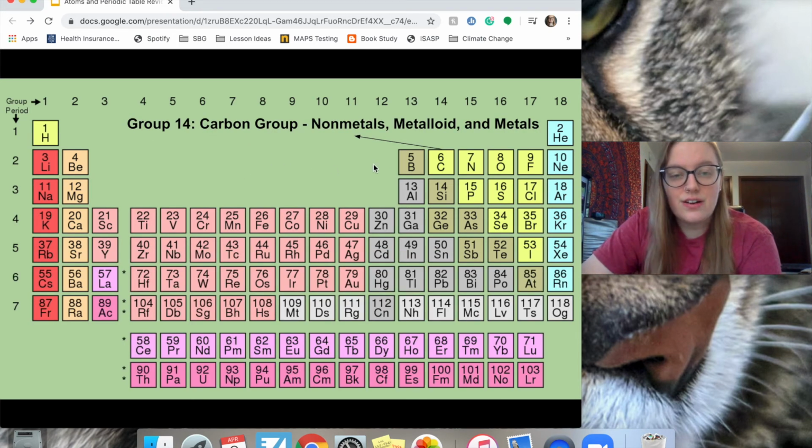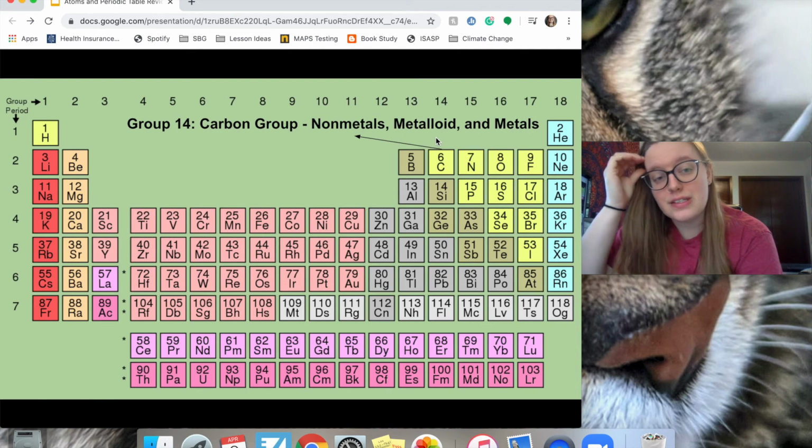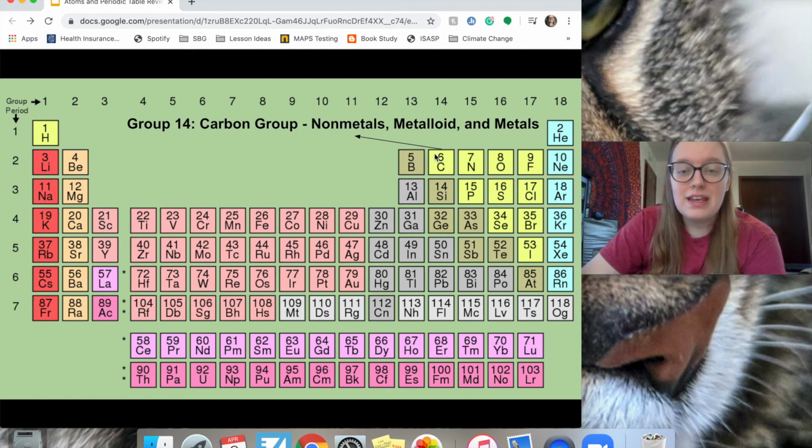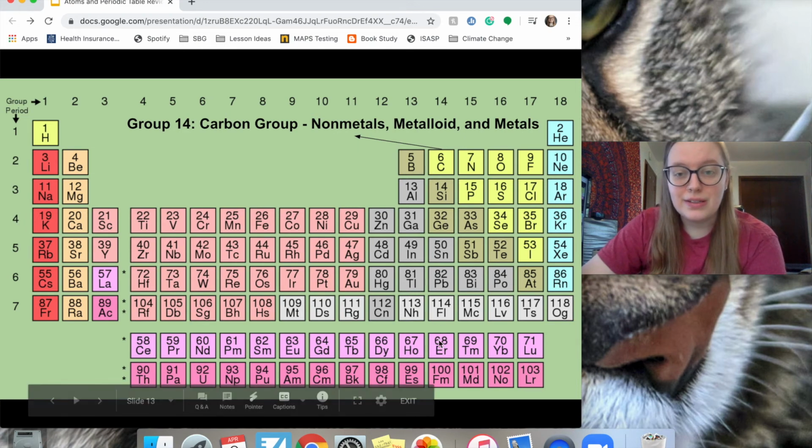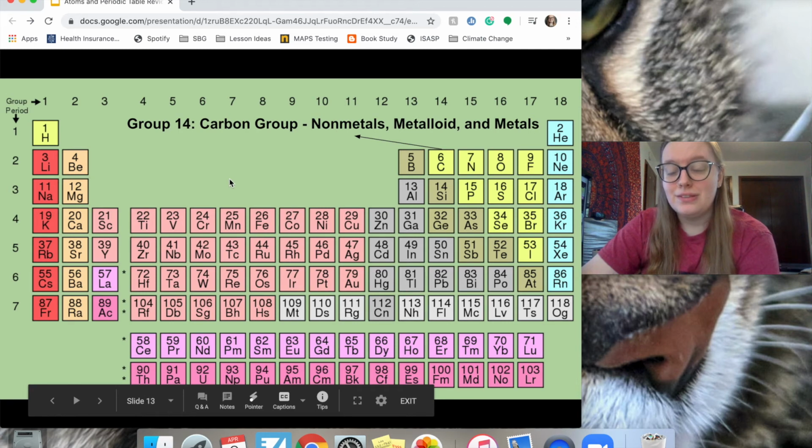Group 14, our carbon group. We start to see nonmetals, metalloids, and metals in this group. So carbon is a nonmetal, silicon and germanium are metalloids, and everything below that is a metal.